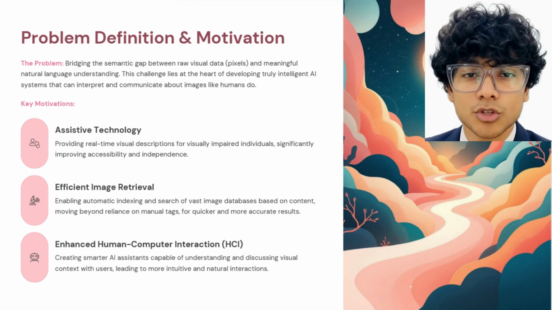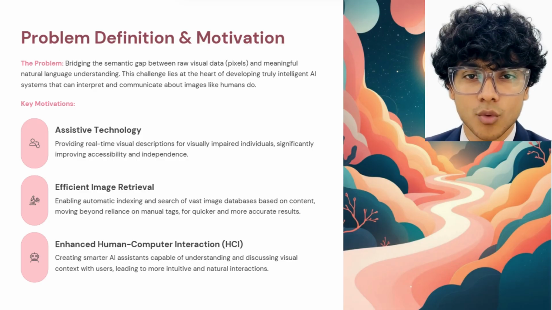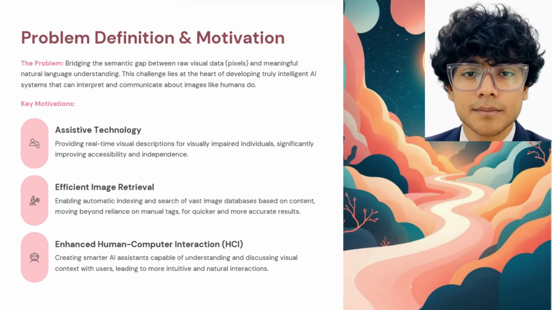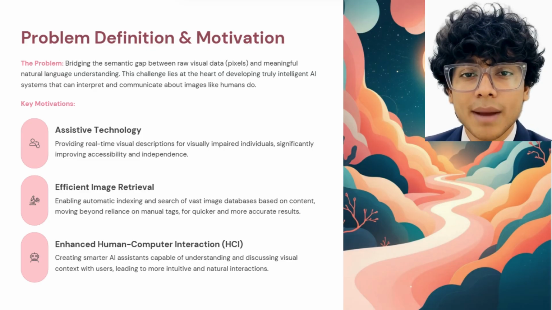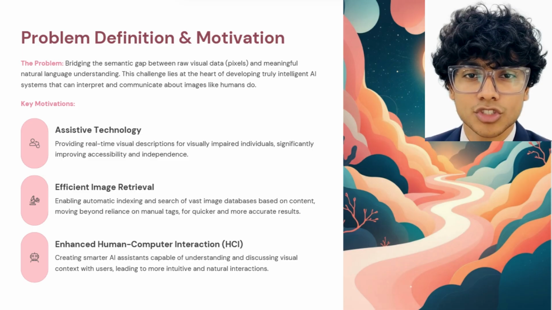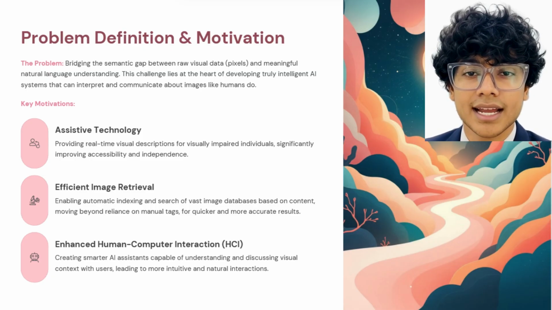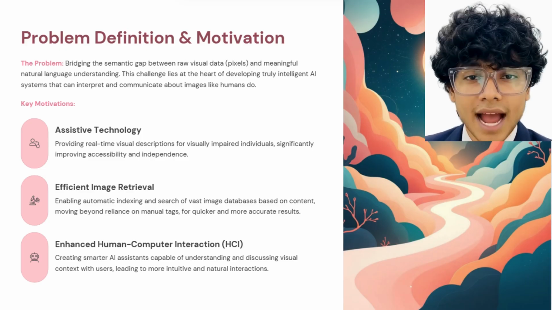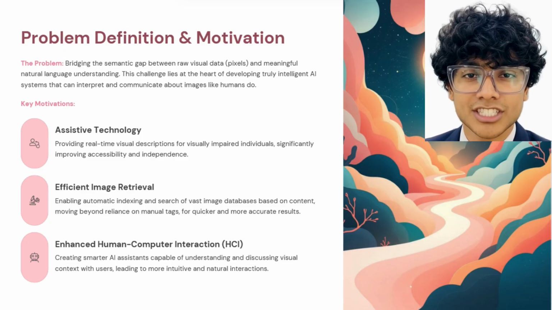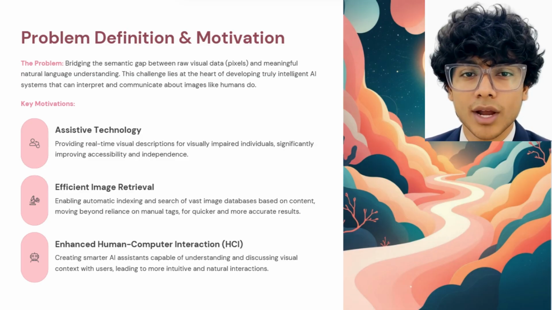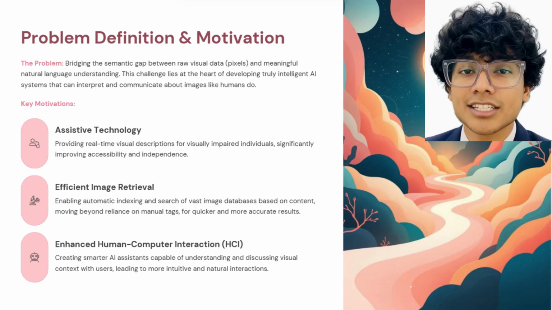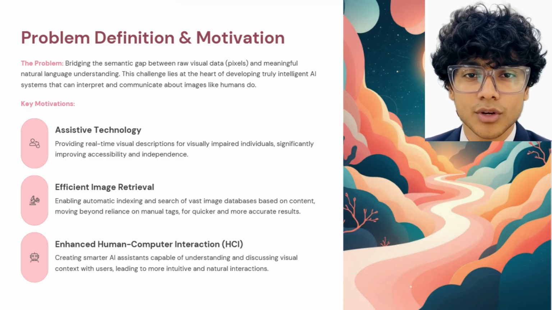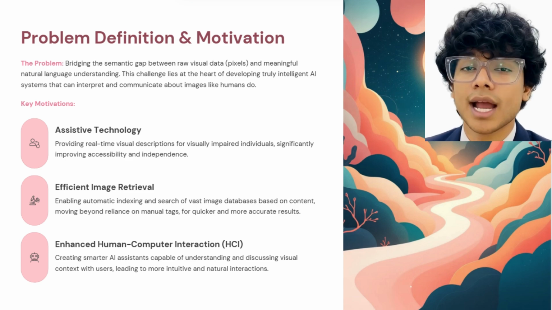Second is efficient image retrieval. Currently, search engines rely heavily on manual tags or surrounding text to find images. A captioning system allows for automatic indexing, meaning we could search for images in large-scale databases based on their actual content, even if no one has manually tagged them. And third is enhanced user interaction. By enabling machines to understand visual context, we pave the way for smarter AI assistants that can discuss visual content with users, creating a more intuitive human-computer interaction model.